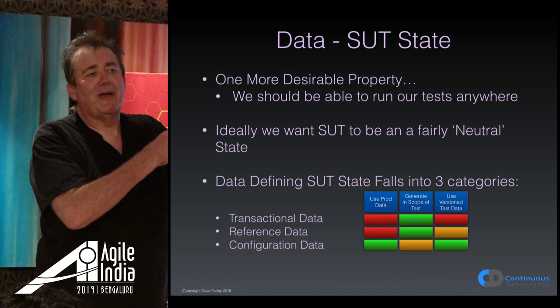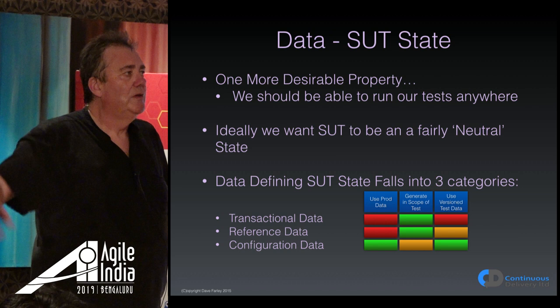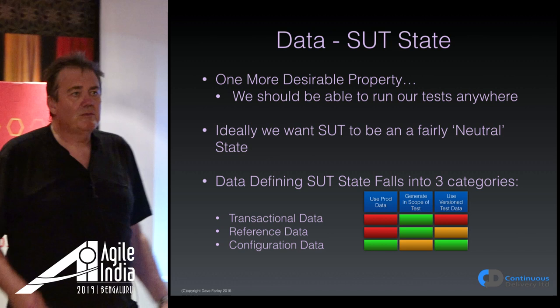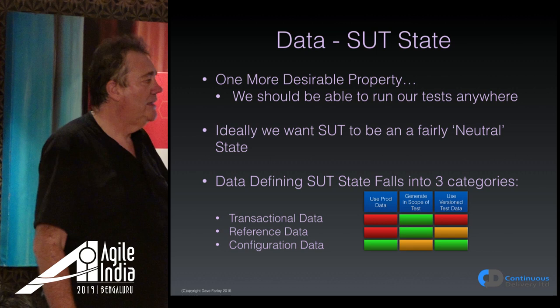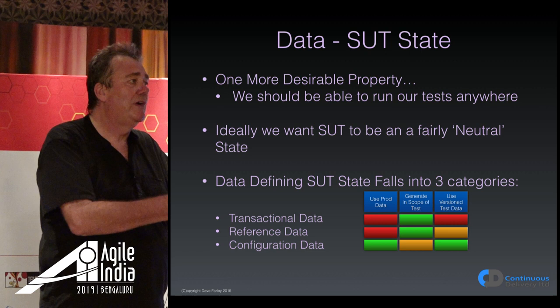We don't want to access the real production database, and we don't want the real passwords for external communications and that kind of thing. There are some weird kinds of tests where you're testing the scope of the configurability of the system, where you might want to generate it in the scope of a test, and you want version test data to override those secrets and stuff like that in your acceptance test environment.